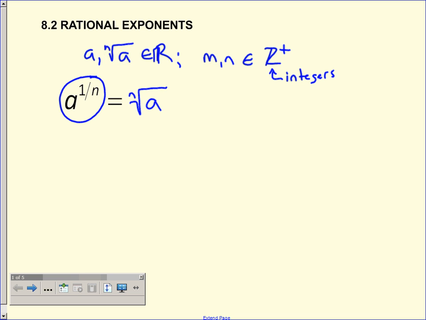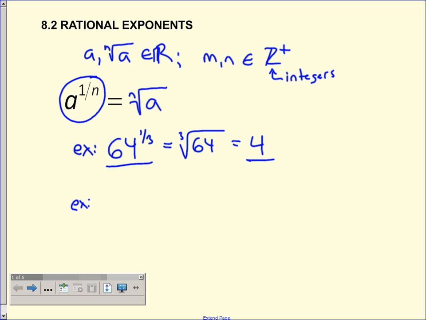So I can show this through two examples. For example, if I say 64 to the 1/3 power, that means the cube root of 64. And 64 happens to be one of these numbers that I know the cube root for. There aren't many, but I know that the cube root of 64 is 4. So 64 to the 1/3 power is 4.